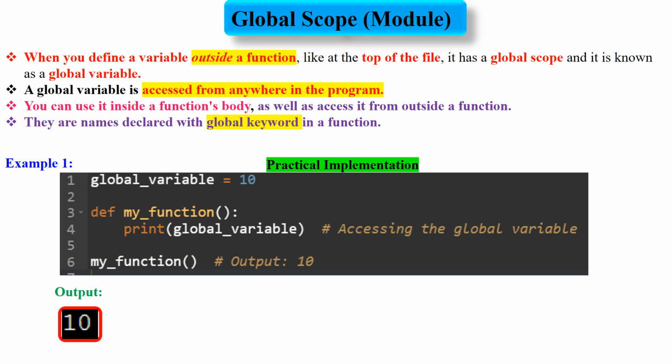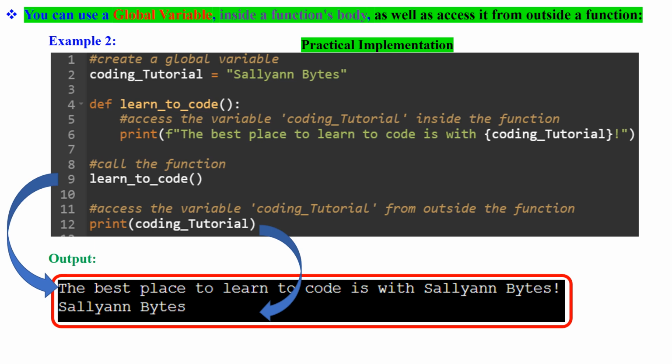In line 6, when you call my_function, it executes the code inside the function, which includes printing the value of global_variable. As a result, the output of my_function will be 10. You can use a global variable inside a function's body, as well as access it from outside a function.